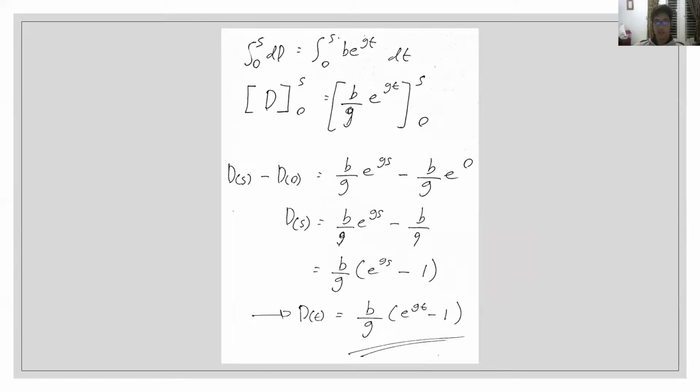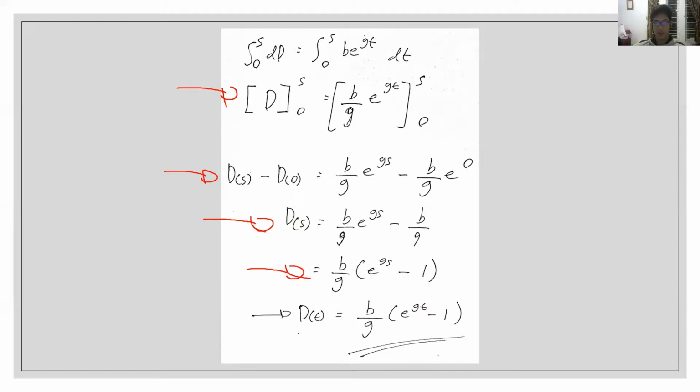We use s as just a placeholder value, and 0. So we integrate dD from s to 0, and b e^(gs) from s to 0. We will get this, and let's just speed through this. We will get this simplified: D(s) equals b over g, e^(gs) minus b over g. We can take out the b over g here and get the equation D(t) equals b over g times e^(gt) minus 1.